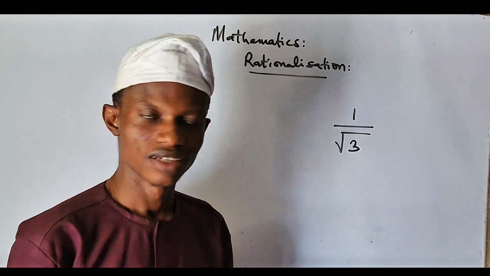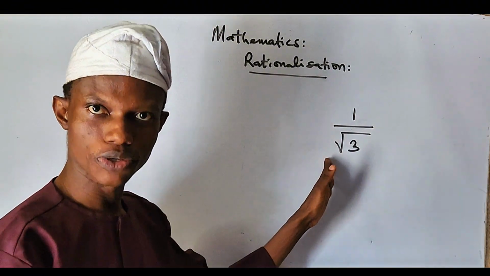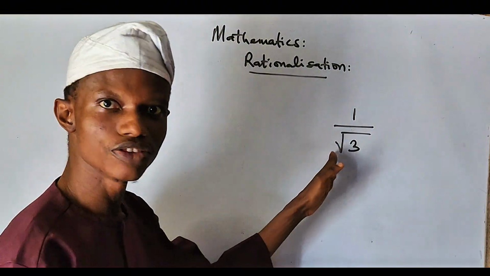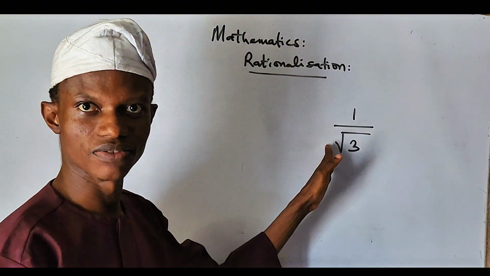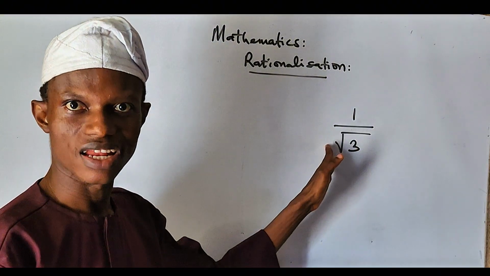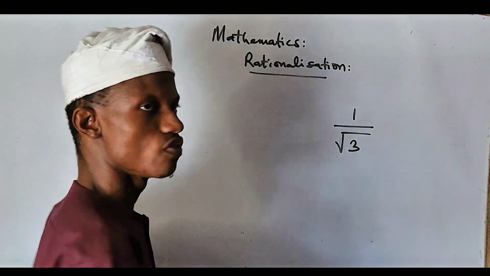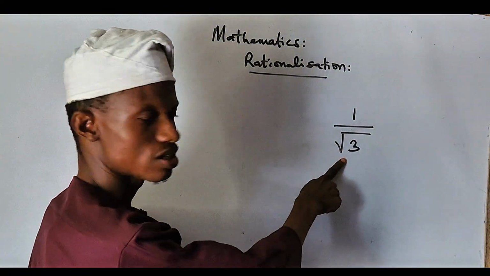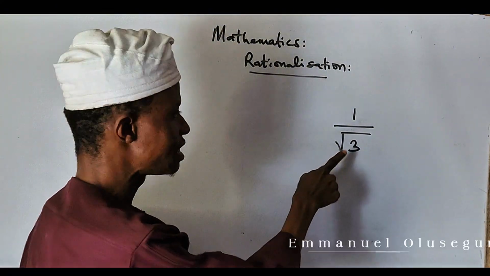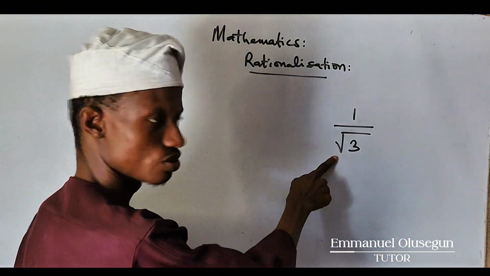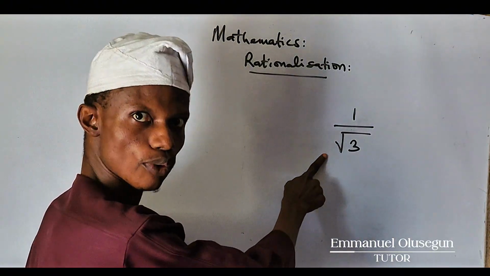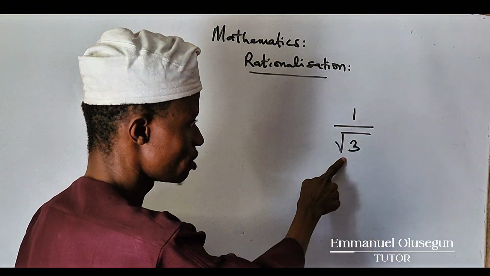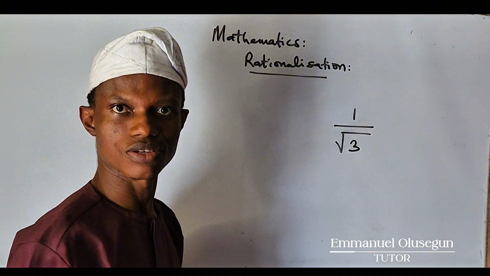So again, rationalization is the process of eliminating the surd from the denominator level. Now let us rationalize this number. 1 over root 3. To rationalize, you look at the surd at the denominator level. Identify the surd. The surd is root 3. Now multiply both the numerator and the denominator by that particular surd.